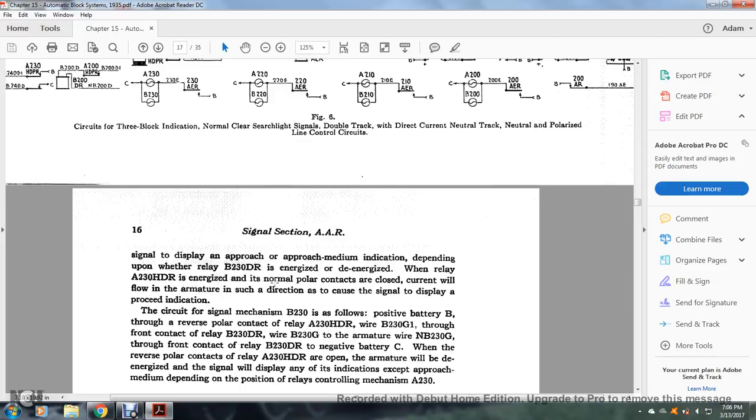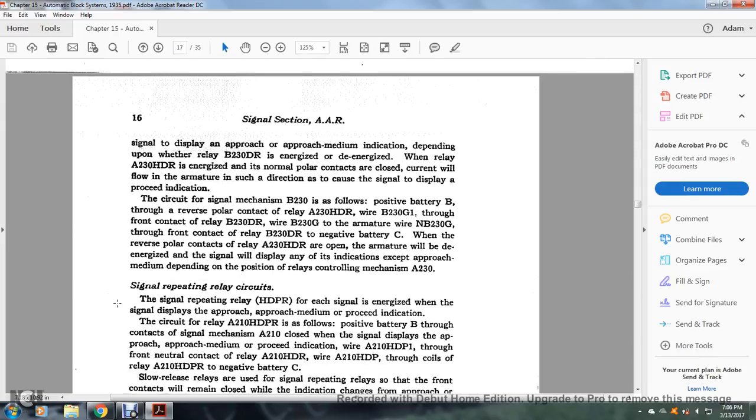With the normal polar contact closed, the current flows through the armature in the direction that causes the signal to display the proceed indication. The circuit of the signal mechanism B230 is fed from the positive B battery through the reverse polar contact of the relay A230HDR and wire B230G1, through the front contact of relay B230DR, wire B230G, armature wiring NB230G, through the front contact of relay B230DR to the negative battery C.